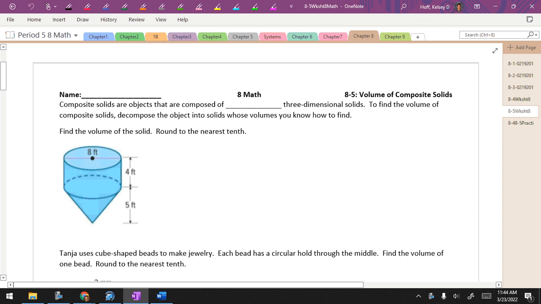Composite solids is what we're studying today. Composite solids are objects that are composed of multiple three-dimensional solids. So no longer do we just have a single cone, a single cylinder, a single sphere. But there's going to be composite solids where they're made up of multiple shapes. So to find the volume, decompose or break down the solids into objects you know how to find their volumes.